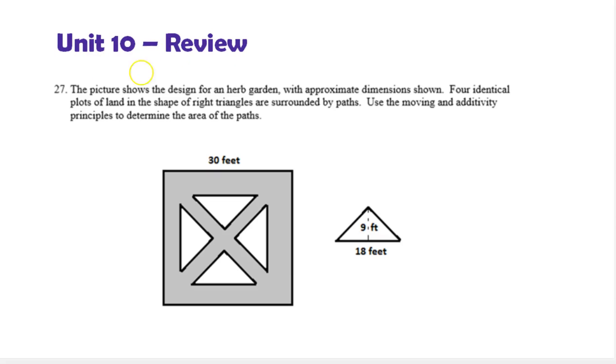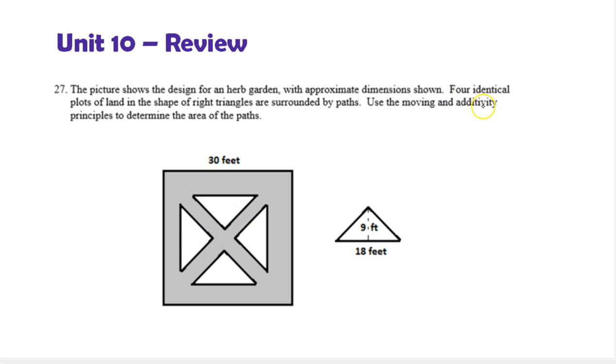Unit 10 Review, Question 27. The picture shows a design for an herb garden with approximate dimensions shown. So here's our diagram. 4 identical plots of land in the shape of right triangles are surrounded by paths. So here are the plots of land, and they apply to these 4 right here.